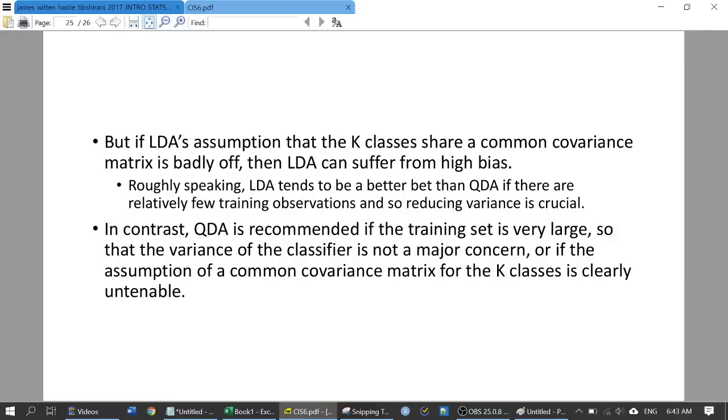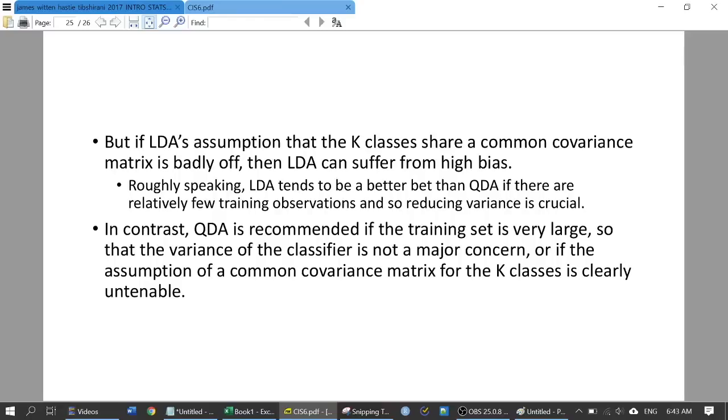But if the LDA's assumption that the K classes share a common covariance matrix is badly off, then LDA can suffer from high bias. What it means here is that if the covariance matrix is totally not the same, then we can have biased results for the LDA. So roughly speaking, LDA tends to be a better bet than QDA if there are relatively few training observations, so reducing variance is crucial. In contrast, quadratic discriminant analysis is recommended if the training set is very large.